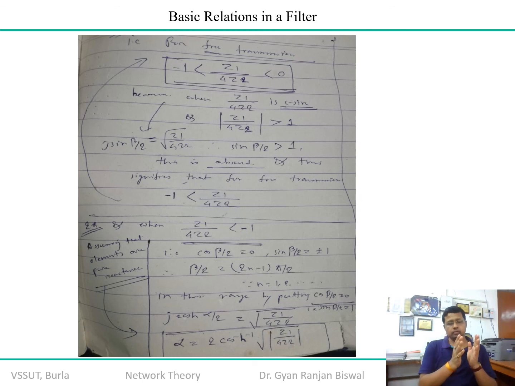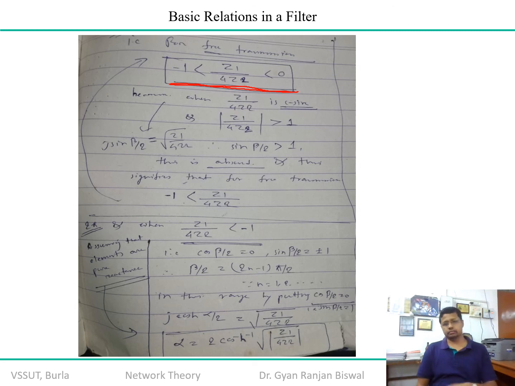So what a very important finding you got from here. As far as this equation is concerned, for free transmission, or theoretically a lossless transmission, the ratio Z1 by 4Z2 should be greater than -1, but should be less than 0. Now what if Z1 by 4Z2 becomes more negative? If it is positive, it falls greater than -1. But if it is beyond that, then the mod of Z1 by 4Z2 is obviously greater, because it's a mod value. So from there, it signifies the free transmission of the signal or the spectrum.